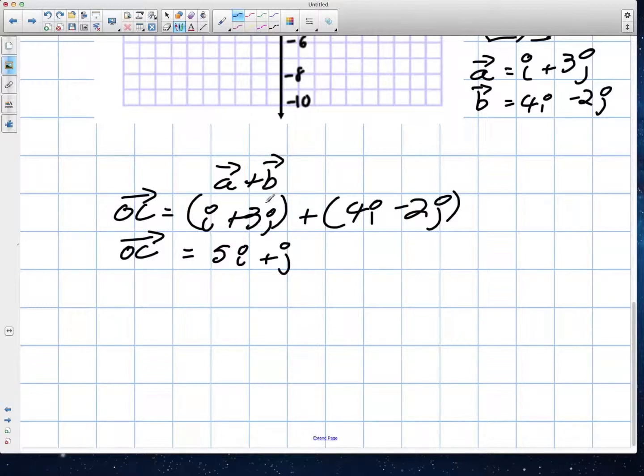What were our values again? 5 and 3. Say it again.